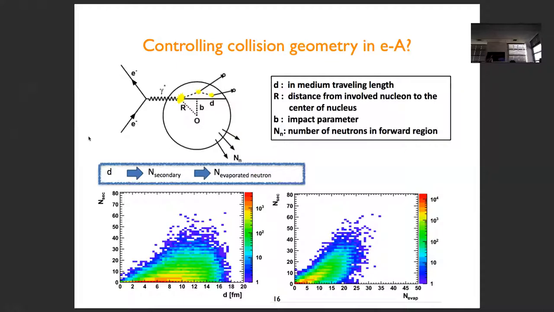That's the terminology. Both the ones that are kicked out and the ones that don't participate in any way are spectators. Now, the spectators consist of two kinds of particles, the evaporated neutrons. Thomas, why don't you point out the rest of it? No, that's what it is.